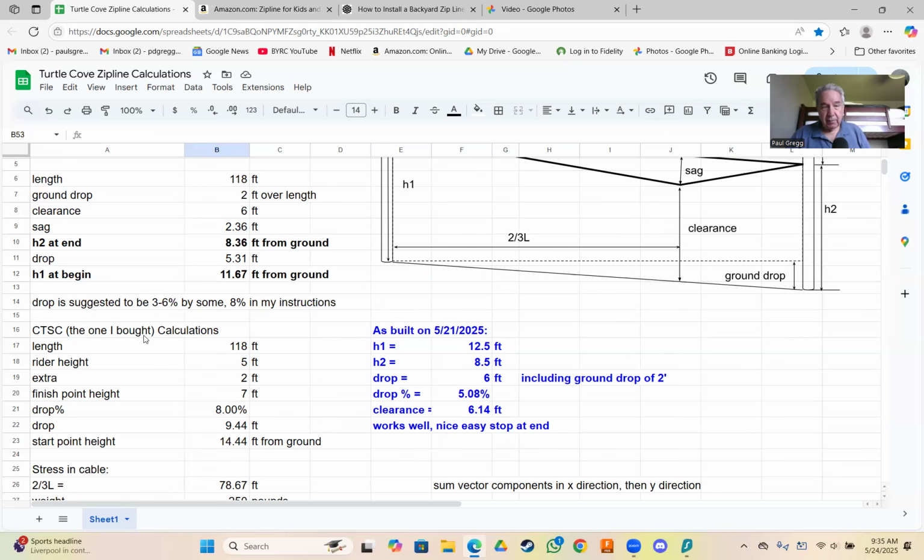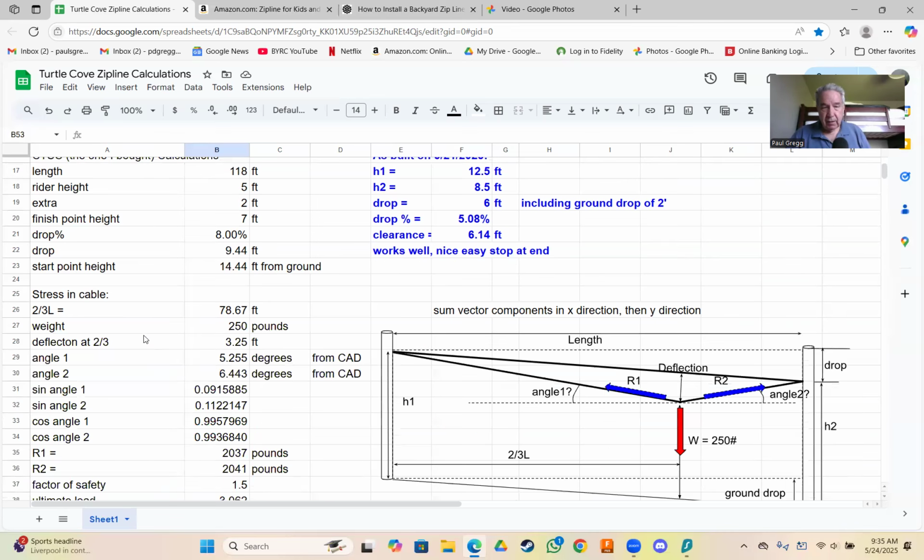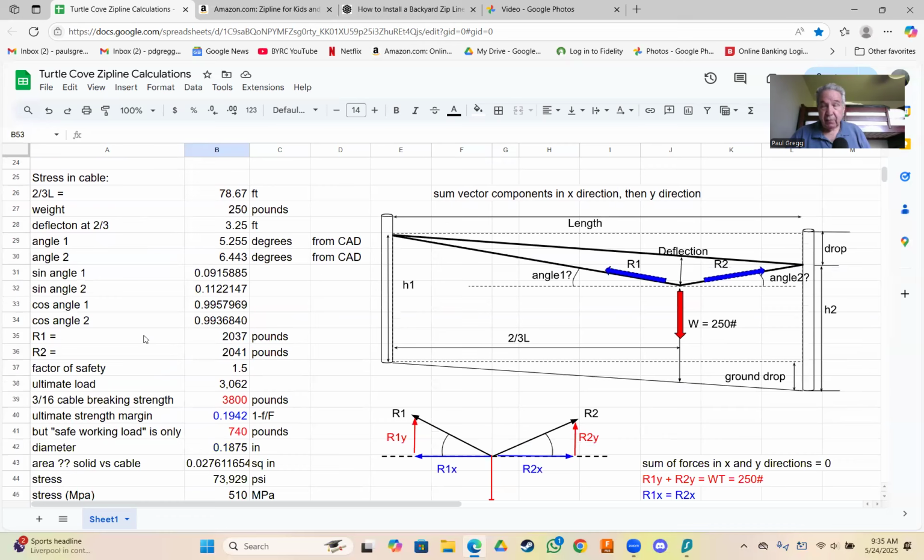So, in the end here, I wanted to know how much stress is in my cable. So this is kind of the engineering side of it. In order to find out how much, I'm putting a 250 pound weight on this, and in a deflected position, there's reaction one and reaction two. That's how much load there is in the cable when I put a 250 pound weight on there.